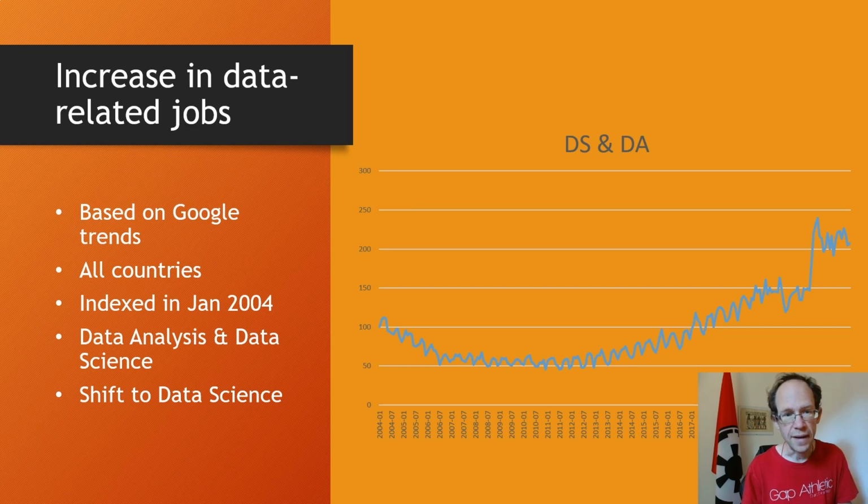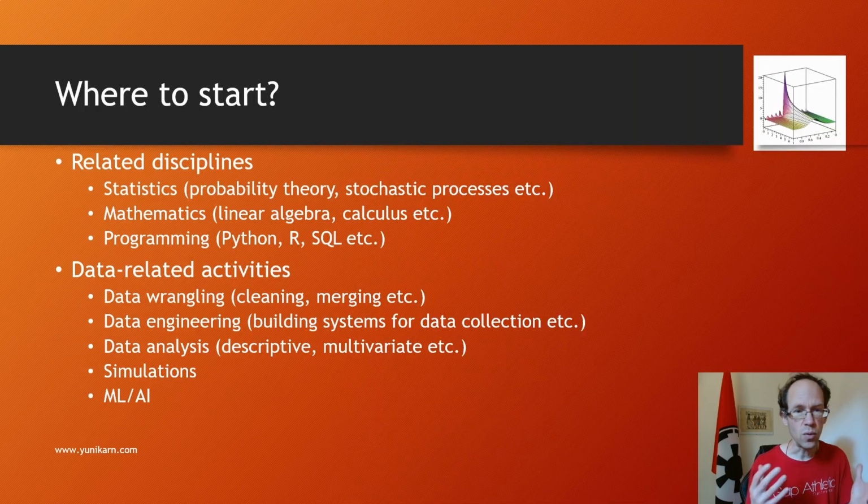Based on Google Trends, since 2004, data-related roles have increased substantially. So how to get into data analysis and maybe later data science? There are mostly three related disciplines in this particular context: statistics, mathematics, and computer science. Of course, it would be useful to know everything. I believe the best strategy, however, is to focus on data-related activities and not too much on disciplines.